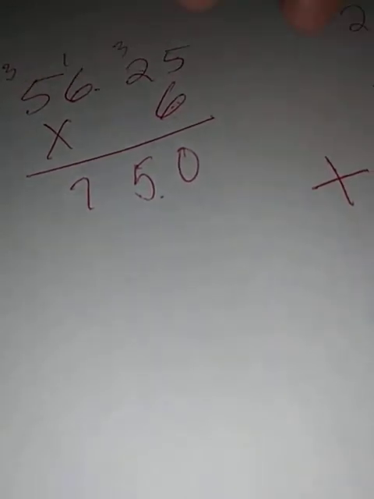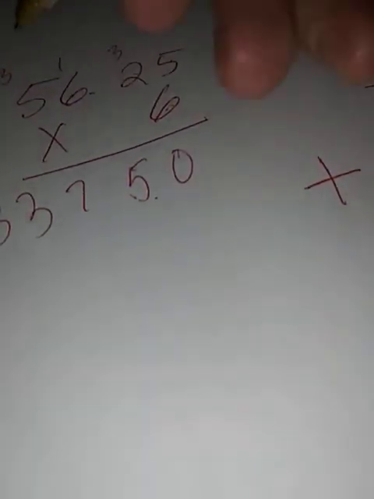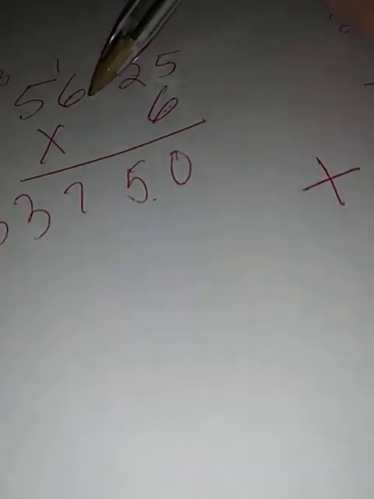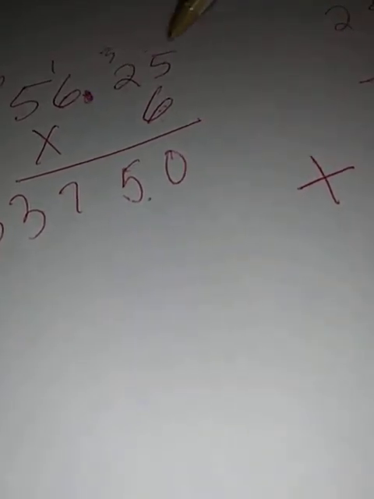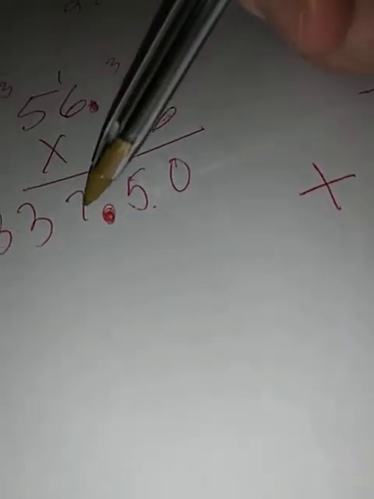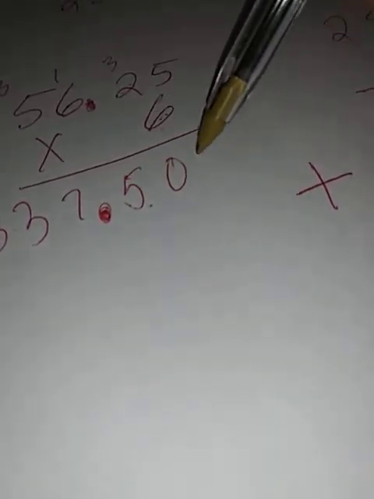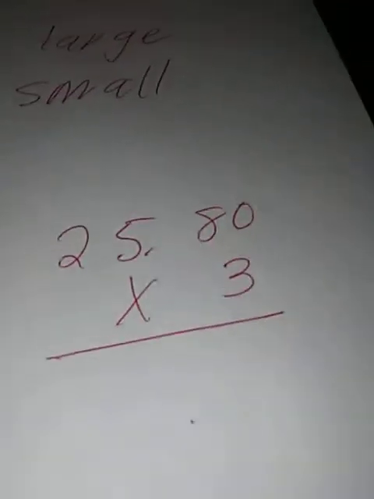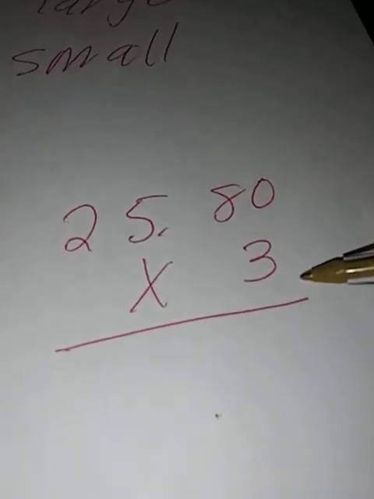6 times 5 is 30, plus the 3 is 33. So we got, and remember, how many numbers are behind the decimal point? 2. 1, 2. So we got to put our decimal point right here. So this is $337.50. Okay. How much is 2580 times 3?